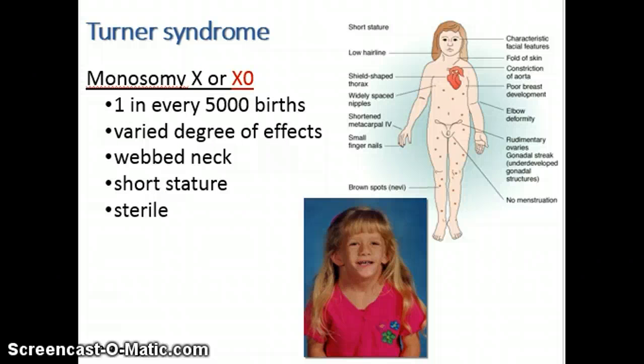So looking at some examples of these situations. Turner syndrome is a type of genetic disorder. It's a monosomy disorder, and it's called monosomy X. And it occurs 1 in every 5,000 births. And there are different degrees of effect, from a webbed neck to short stature, and sterility is actually also part of this. So in this case, you either get a monosomy X or an XO.